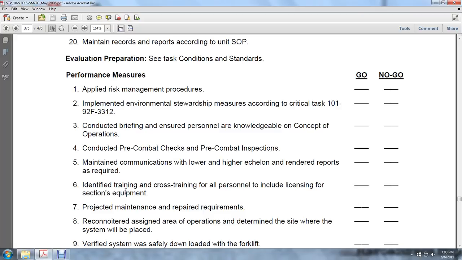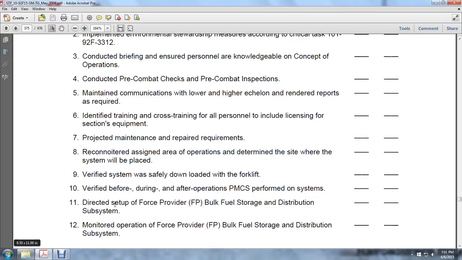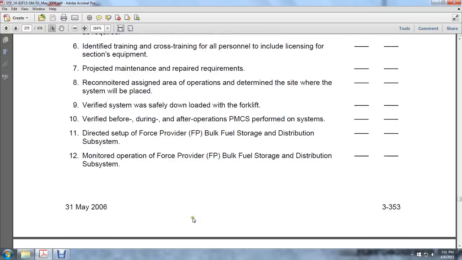Reconnoiter the area assigned to the operation, determine where the system will be placed. Verify the system was safely downloaded from the forklift. Verify before, during, and after preventive maintenance checks and services are performed on the system. Direct the setup of the force provider bulk fuel storage distribution subsystem. Monitor operation of the force provider bulk fuel storage distribution subsystem.